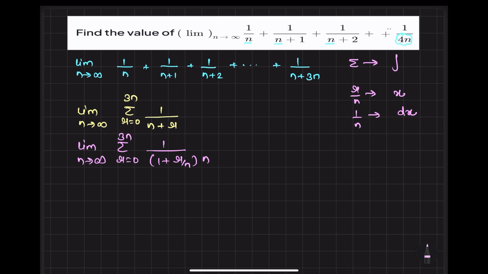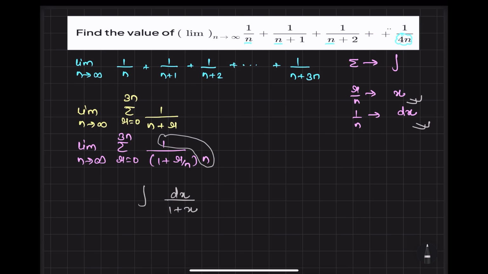Now I am ready to remove the summation sign. Look at this, how I will manage. You know that 1 by n will be replaced by dx. So it is dx. Now upon dx we can write 1 plus x, since r by n will be replaced by x.